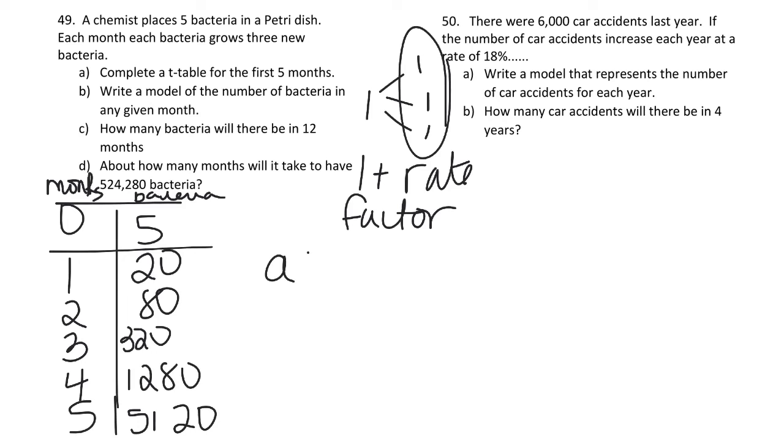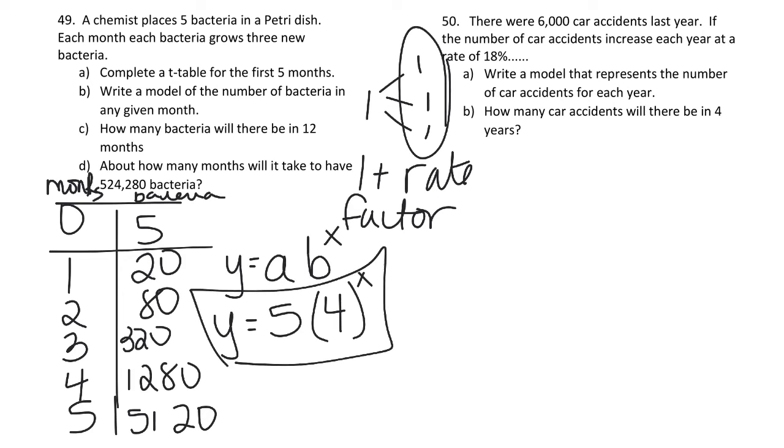I'll write a model for the number of bacteria. It's A, initial, B, your growth factor to the X, growth or decay factor, but in this case it's growth. So it's 5 times our growth factor was 4 to the X. So 5 times 4 to the X is our equation for B. How many bacteria will there be in 12 months? We're going to plug in 12, 5 times 4 to the 12th.